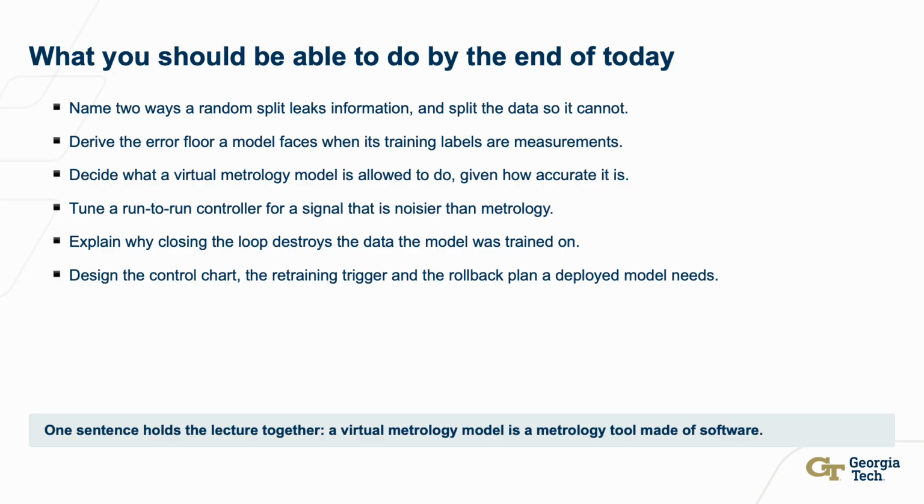Decide what a model is allowed to do, given how accurate it actually is, accuracy as a permission slip rather than a score. Tune a run-to-run controller for a signal noisier than metrology. Explain why closing the loop destroys the data the model is trained on. That one catches the good teams and it is subtle. And design the control chart, the retraining trigger and the rollback plan that a deployed model needs.